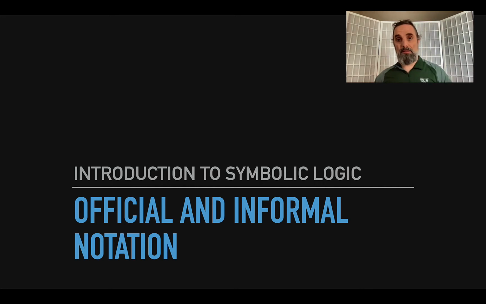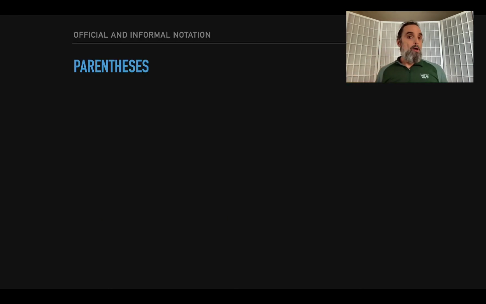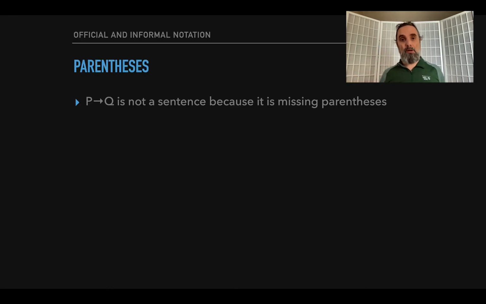Hello. In this brief video, we're going to talk about parentheses and official and informal notation. So we have parentheses in our language, and P or Q is not a sentence. Why? Well, because we know according to our third rule of our language, for the grammar, when you build a sentence using the conditional, you put the arrow in the middle, you put a sentence on each side, you put a parenthesis on the outside.